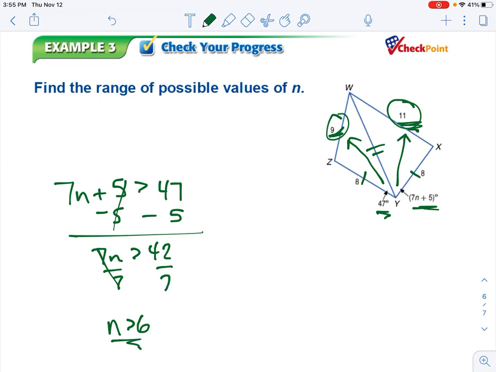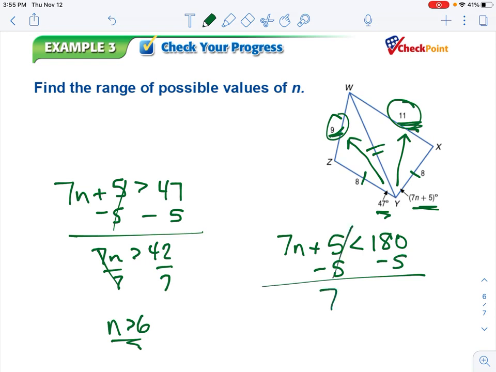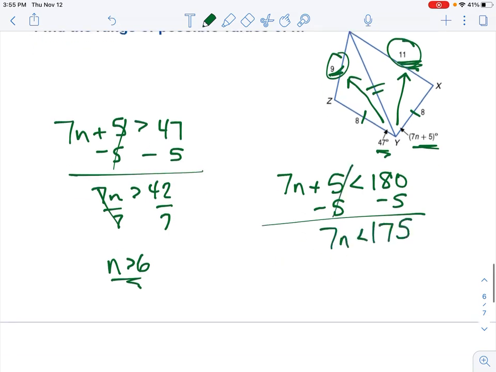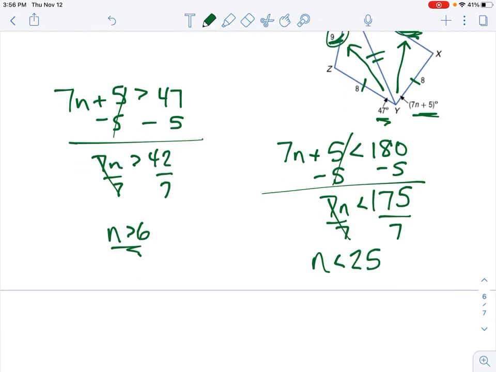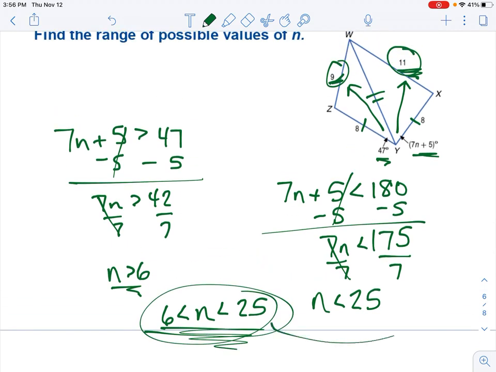Okay, but we're not done. We need to find our other restriction. So far we did our angle greater than a number. Now we need to do our angle less than a number. So we know all angles must be greater than 0 and less than 180. So we can solve for our second bound in our range like so. So n must be less than 25. So if we go ahead and write this out as a compound inequality, we have 6 is less than n is less than 25. So if we want to plug n in, those would be numbers that are possible solutions that would work for this problem.